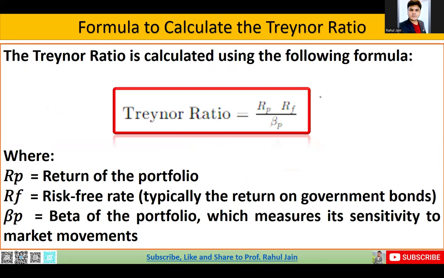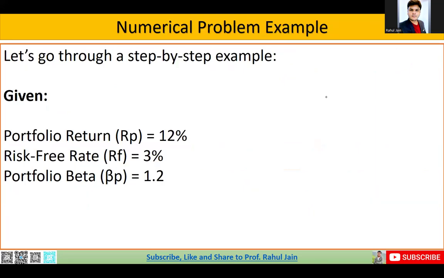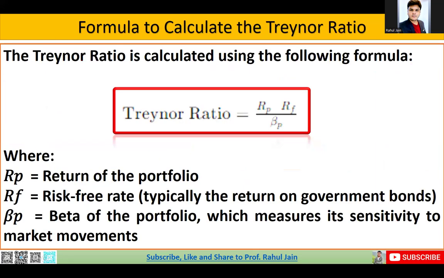Now, the following is the formula of the Treynor ratio: TR equals Treynor ratio equals (RP minus RF) divided by beta of P. So RP is the return of the portfolio, RF is the risk-free rate, typically the return on government bonds or in FDs, and beta P is the beta of the portfolio, which measures its sensitivity to market movement.